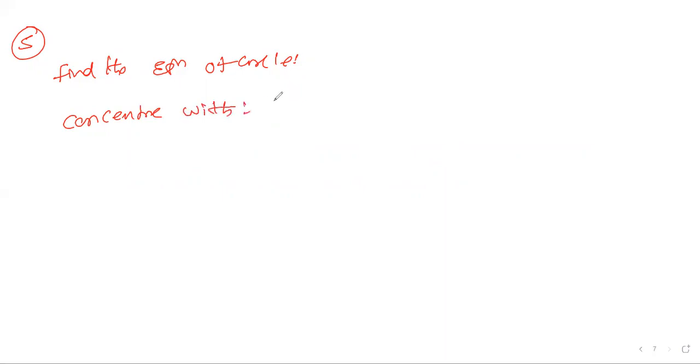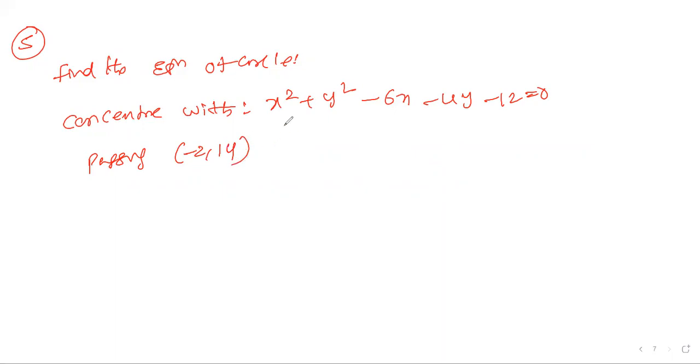Next, question number 5. Find the equation of a circle which is concentric with another circle. What condition did they mention? Concentric with a circle. They mention one more circle: x square plus y square minus 6x minus 4y minus 12 is equal to 0, and it is passing through the point (minus 2, 14). Okay, this is the given data.